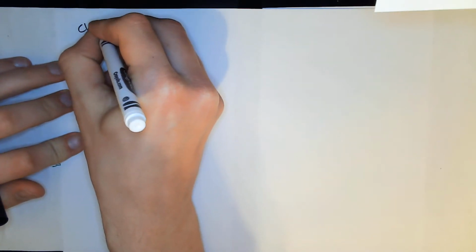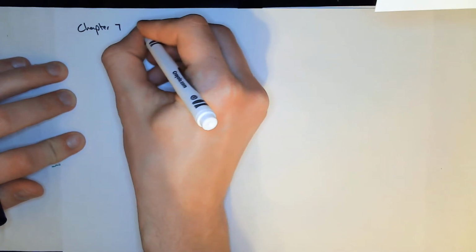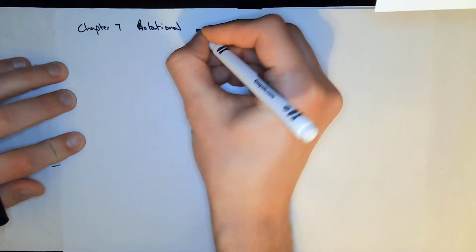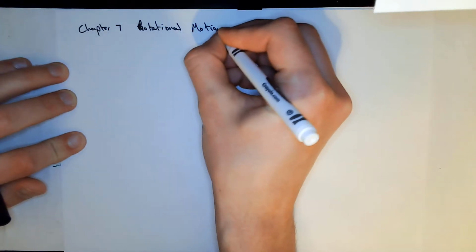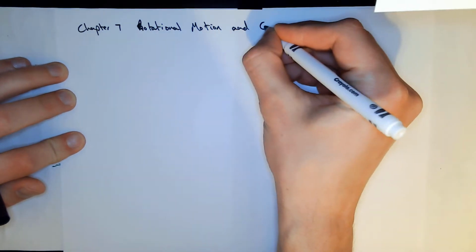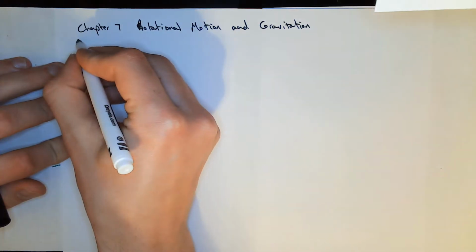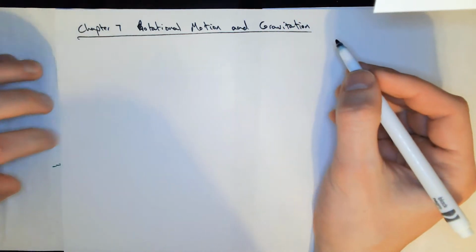Okay, so this is chapter 7. Chapter 7, which is rotational motion and gravitation. So the first, I believe, first 4 sections deal with rotational motion specifically, and then 7.5 deals with so-called gravitation.